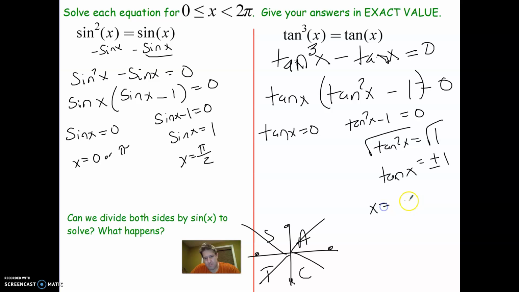So it really could be any of those answers. So x can be pi over 4. It can be 3 pi over 4. It can be 5 pi over 4, or it can be 7 pi over 4. So that's fourth quadrant, third quadrant, second quadrant, first quadrant. So we've already got 4 different answers.